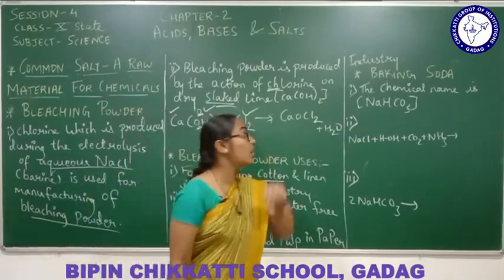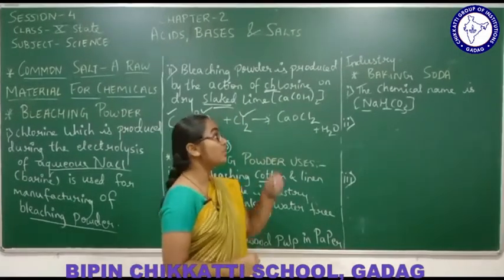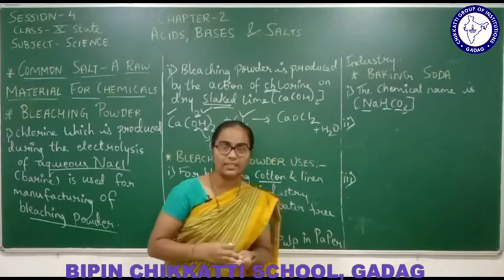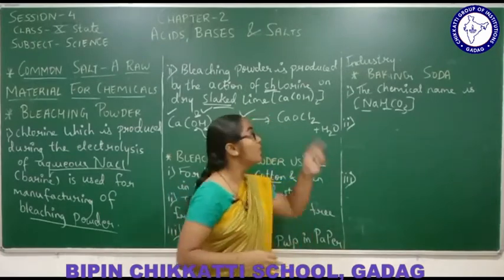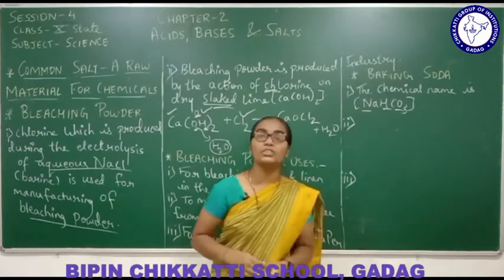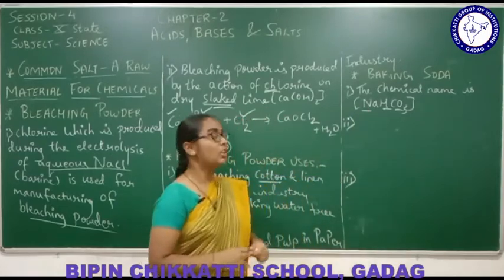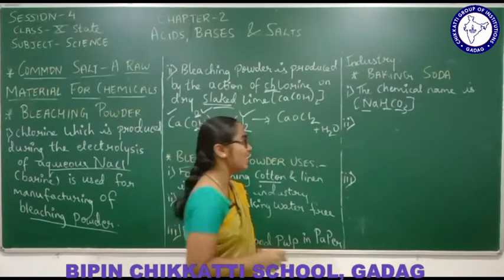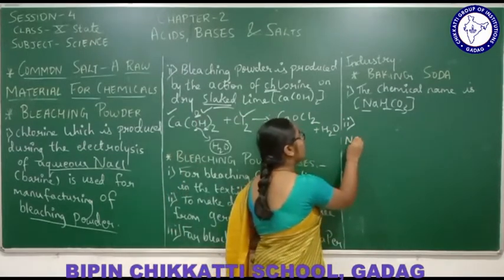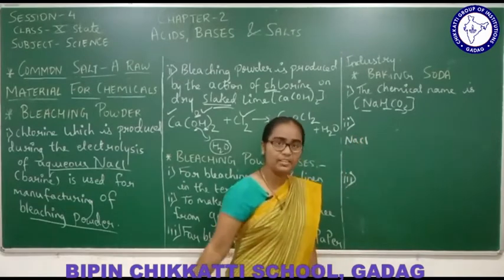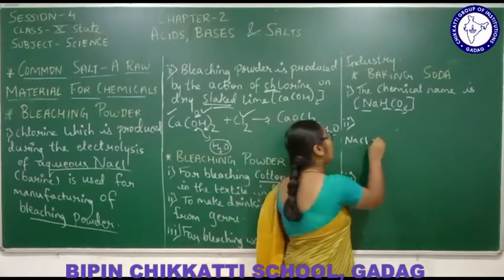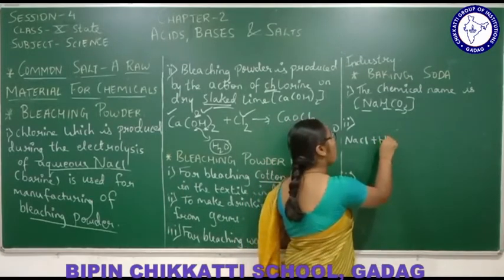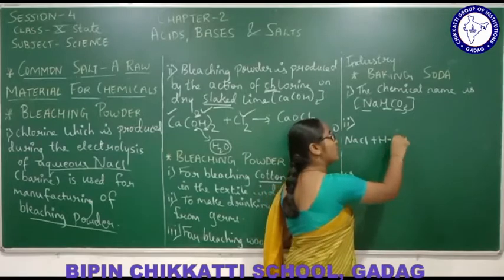Now apart from that, we are going to study how baking soda is formed by using NaCl as a raw material. The chemical name for baking soda is sodium hydrogen carbonate. So how will you form this sodium hydrogen carbonate by using NaCl? Let's understand this. The first ingredient we are going to use here is NaCl. Right, so in this NaCl we are going to add another ingredient along with that. The second raw material is water. We are going to add water into it, right?